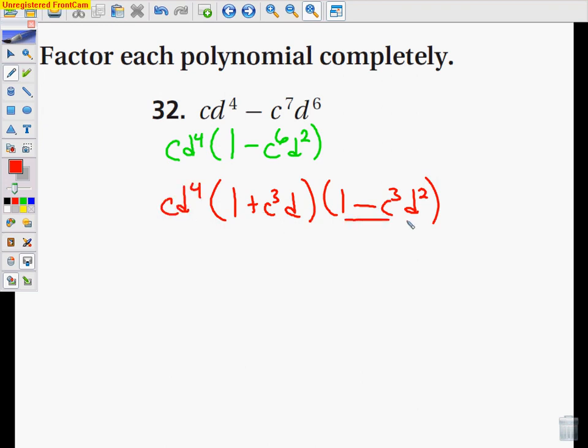Now, this one, is this the difference of 2 squares again? It was close, but no, it's not. 1 is a perfect square, d squared is a perfect square, but c to the 3rd is not a perfect square. So you actually are done here. This is your final answer.